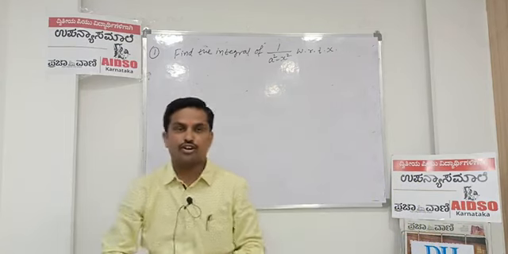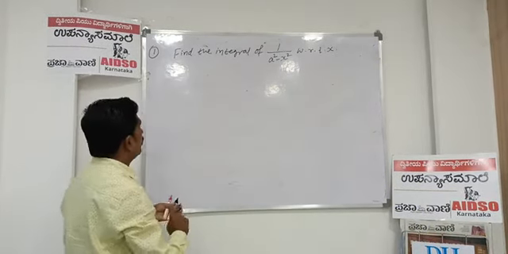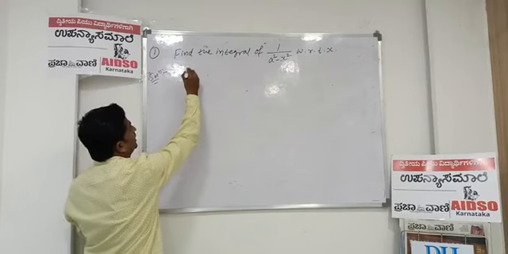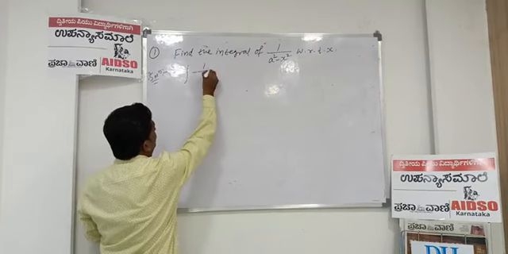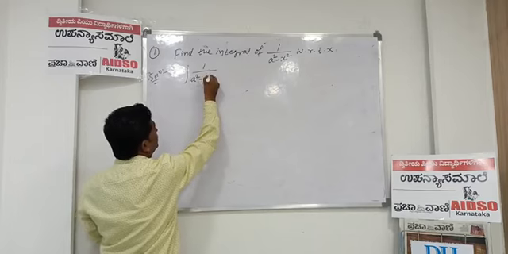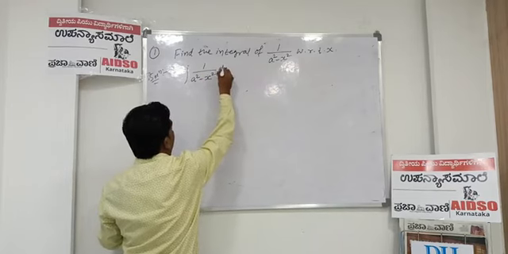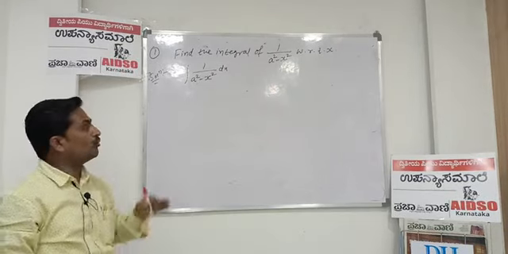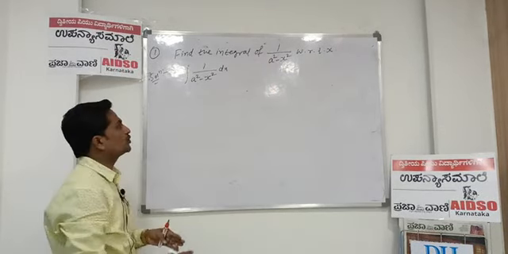So in order to solve this one, the first step we can introduce is the integral of 1 upon a square minus x square dx. As per the given data, we can collect this form: 1 upon a square minus x square dx.